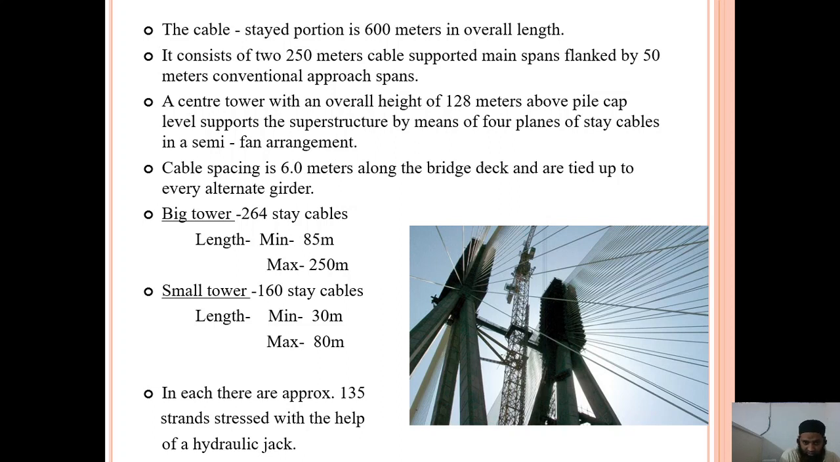The big tower has 264 stay cables. The minimum length is about 85 meters and the maximum length is about 250 meters. The small tower has 160 stay cables, and the length is about minimum 30 meters and the maximum is about 80 meters. In each segment there are approximately 135 strands stressed with the help of a hydraulic jack.